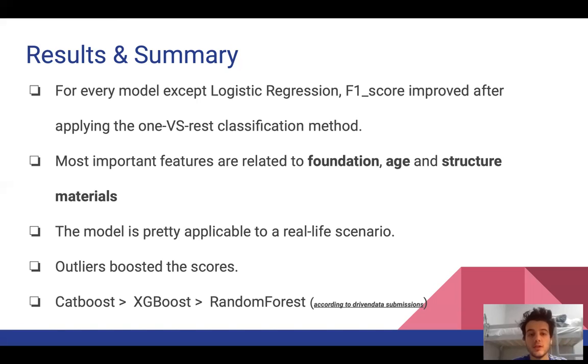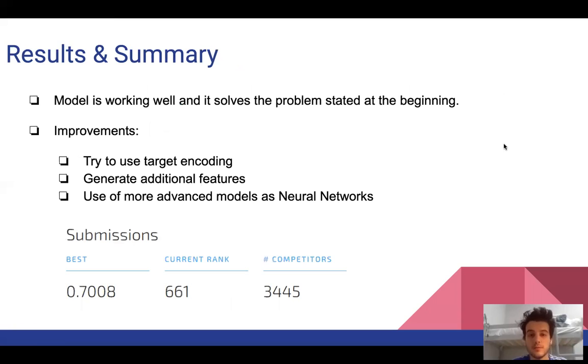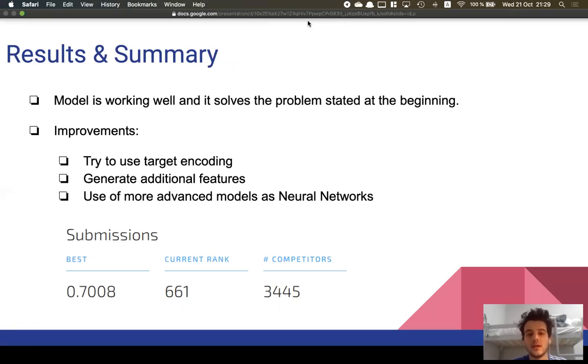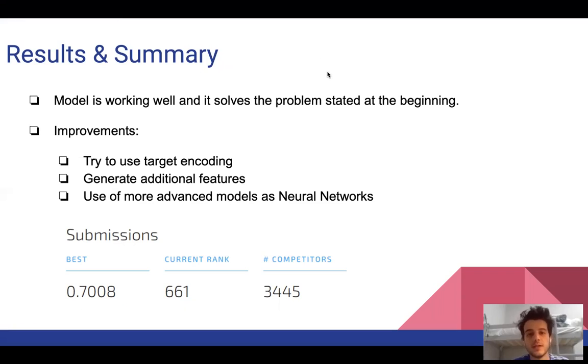Finally, our model is working well and it solves the problem stated at the beginning. However, there is still a big space to make progress. For example, we can try to use target encoding, or generate additional features, or use more advanced models such as neural networks. At last, here's our result on the DrivenData website after submitting the CatBoost model. And thank you for listening.